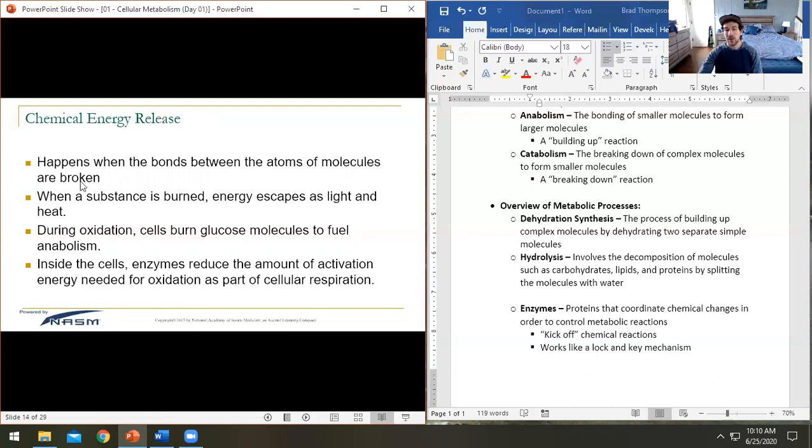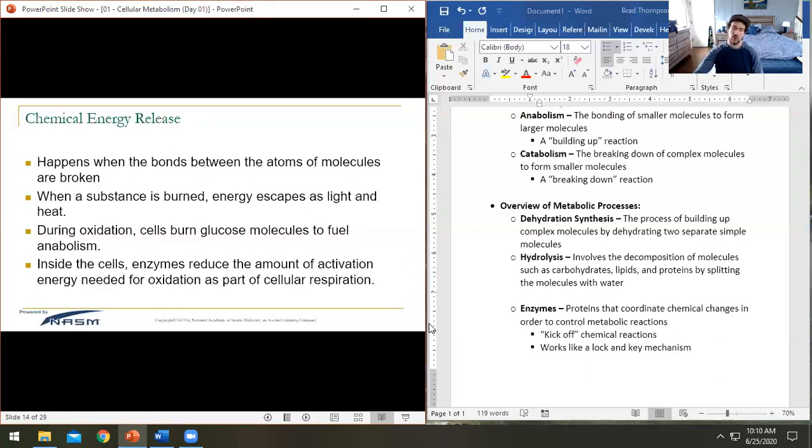Whenever you break the bonds between molecules, a whole bunch of energy is released. It's usually in the form of heat, but it can sometimes be in the form of light. That's why atom bombs are super bright. The most classic example of this inside our bodies, and we'll stop talking about bombs now, is an oxidation environment where we break down molecules of glucose to produce ATP molecules. So we're going to break down sugar molecules to produce ATP.